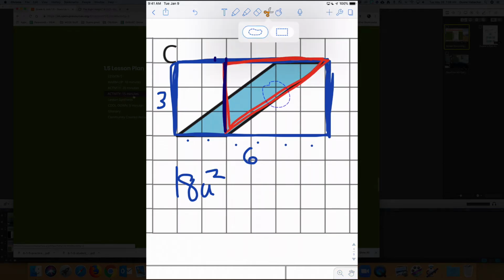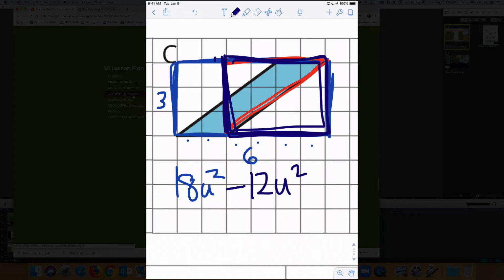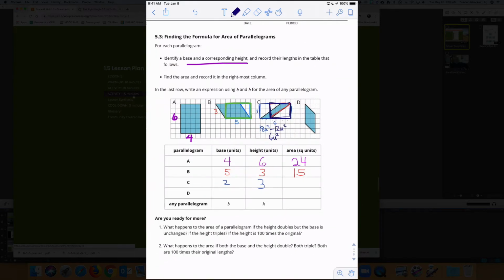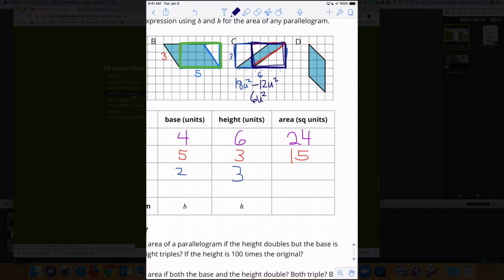Now it's perfect. All right, and we made a rectangle that is 3 units high, 4 units across right here. So this is the 12 units that we need to subtract out, 12 square units, and that gives us 6 square units. So down here, our base of 2, our height of 3 gives us an area of 6 square units.